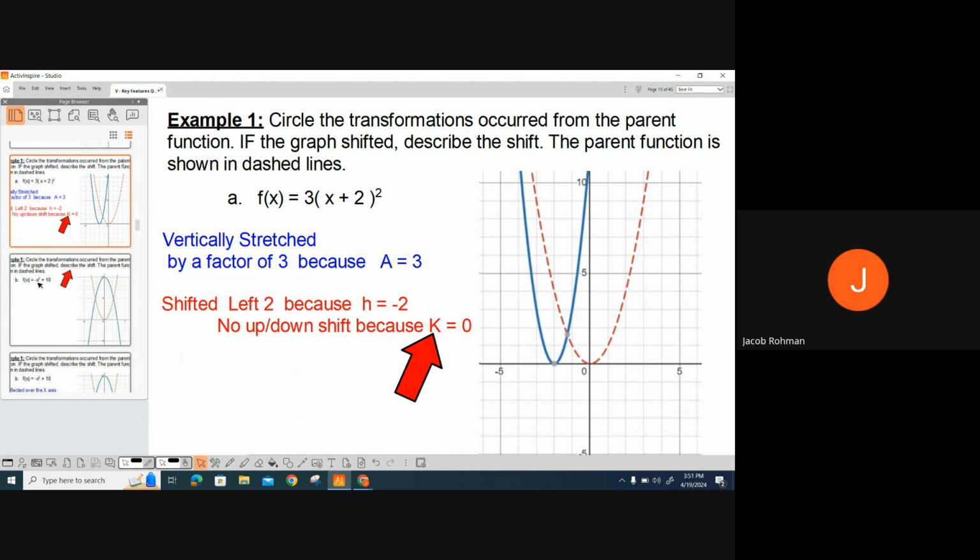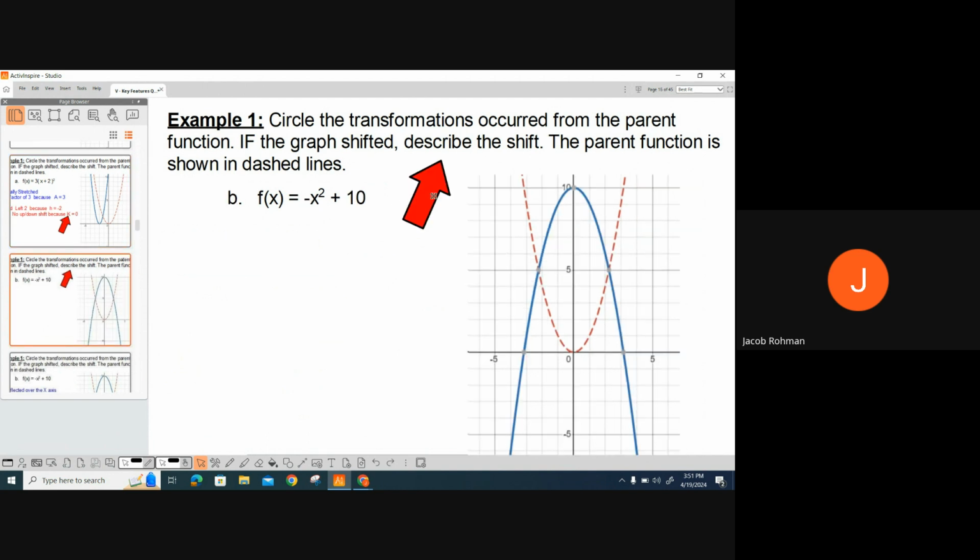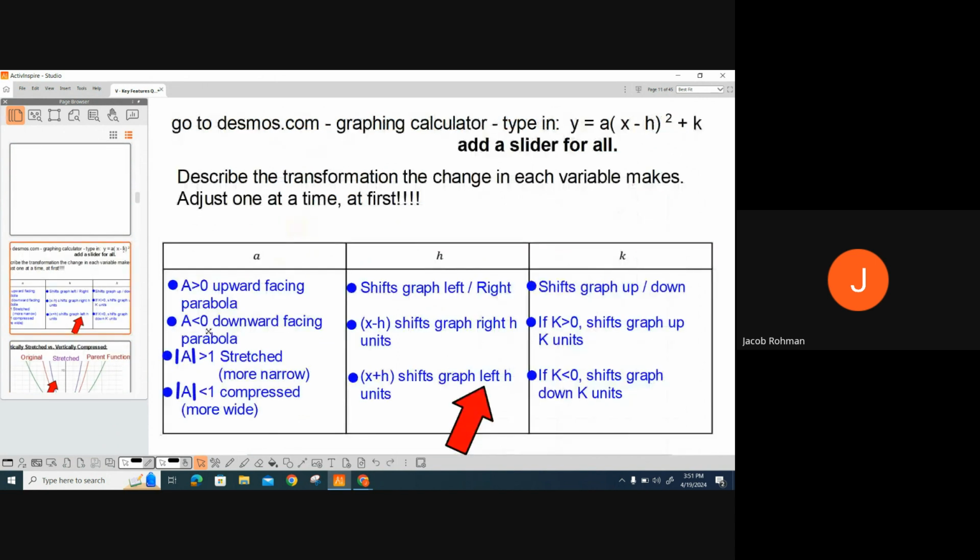All right, let's look at letter B. So same thing, we're going to be looking at this function here. We've got the dotted line is the original parent function. And then we've got the blue line is the new function. And let's start again with A. So we know that A here is -1, which means that if we look at our slides, that means it's going to be a downward facing parabola.